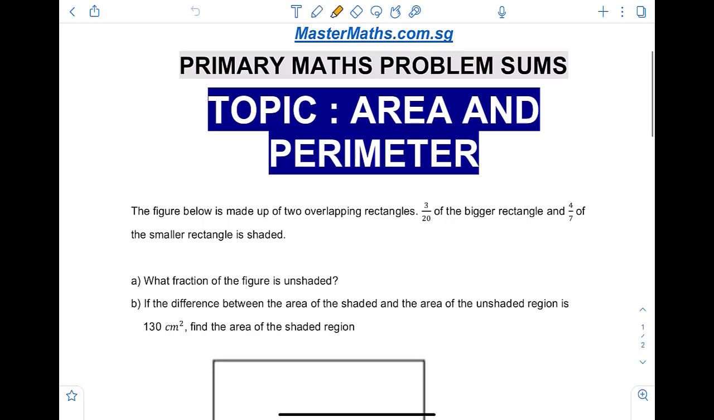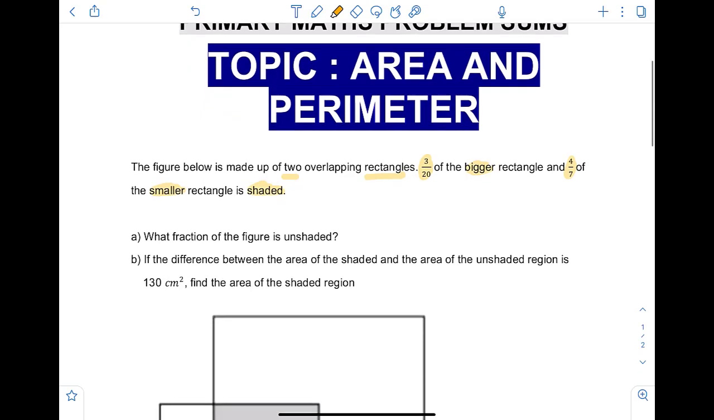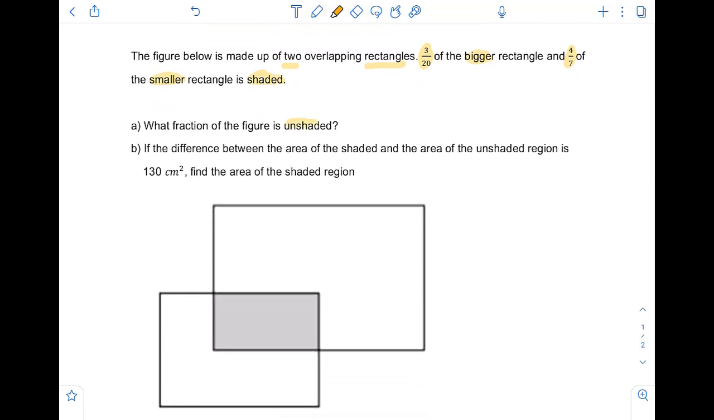The figure below is made up of two overlapping rectangles. 3/10 of the bigger rectangle and 4/7 of the smaller rectangle is shaded. What fraction of the figure is unshaded? First question, if the difference between the area of the shaded and the area of the unshaded region is 130 square cm, find the area of the shaded region.